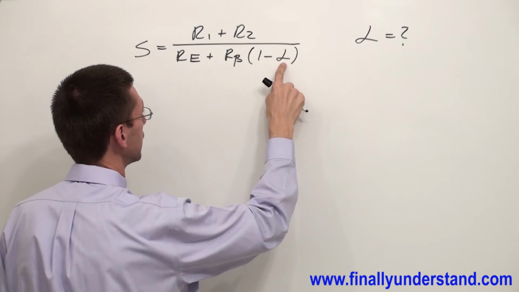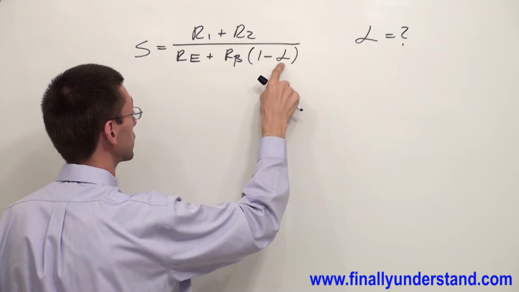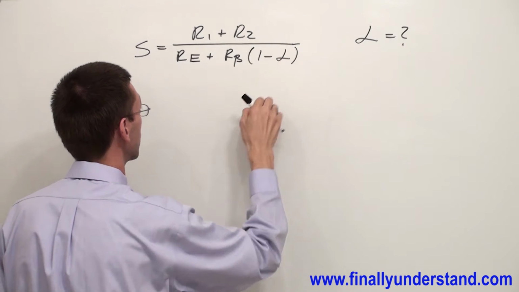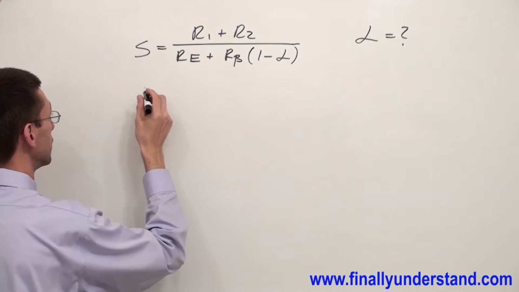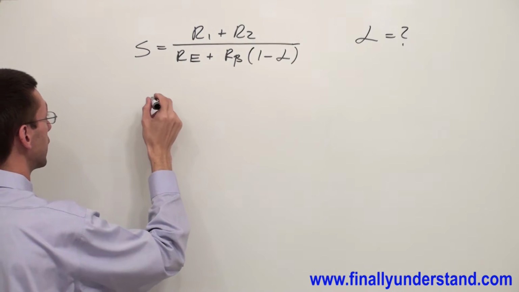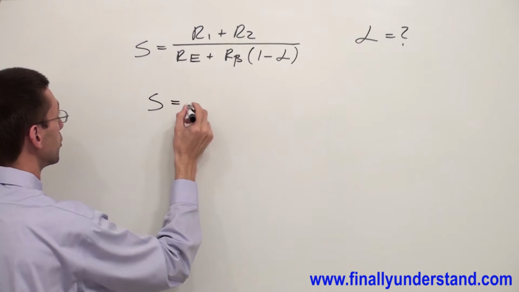This time we have to solve this problem for alpha. Alpha is part of the fraction. It's in the denominator, okay? So the very first thing I have to do is eliminate the fraction. Let's copy this problem down.